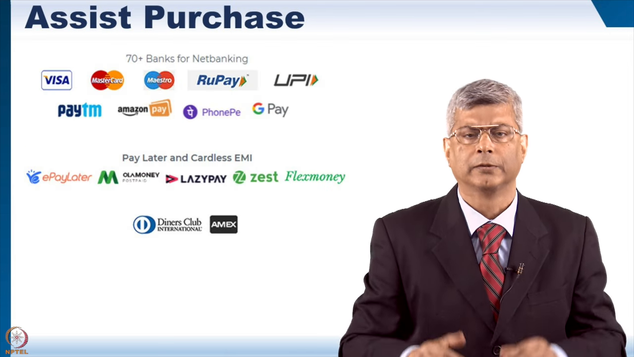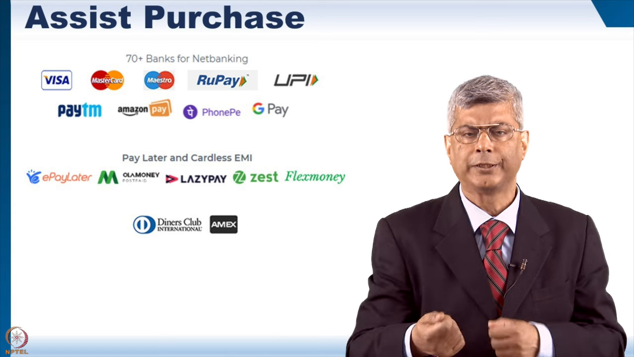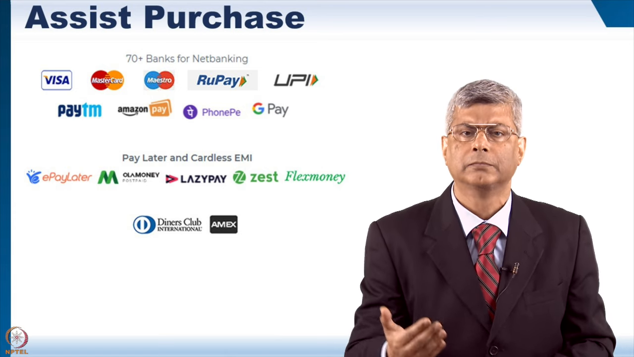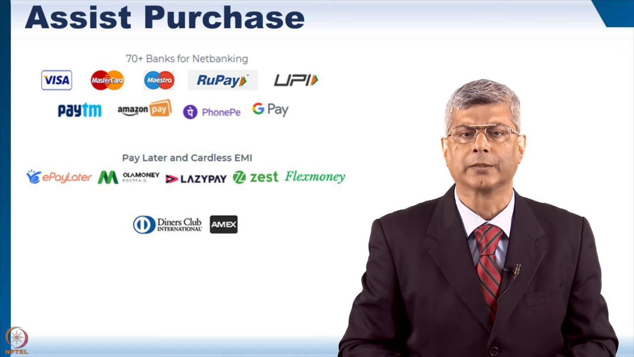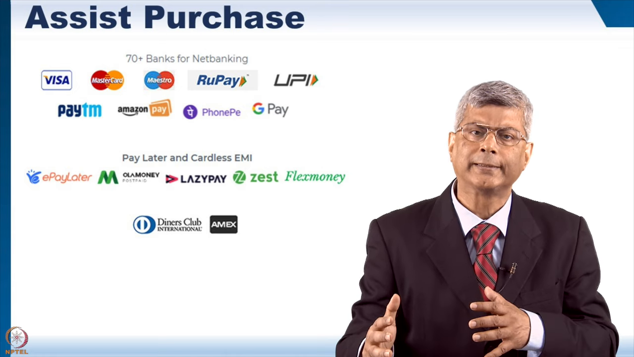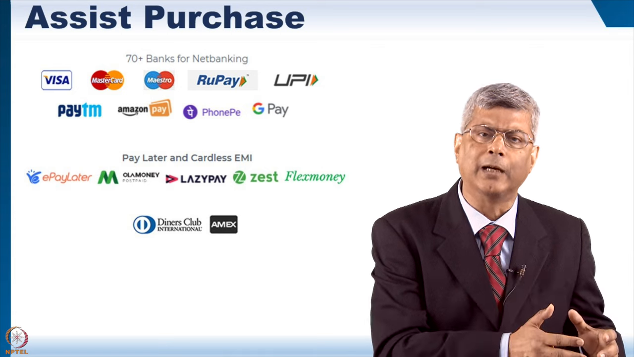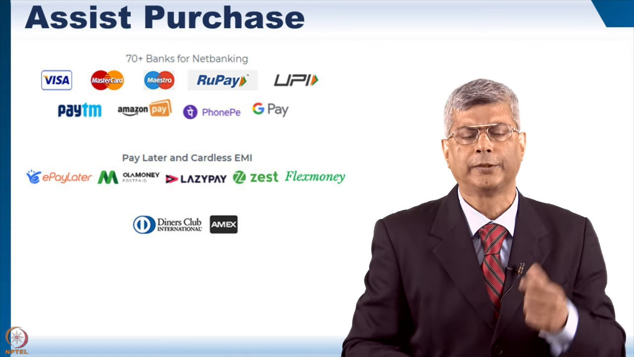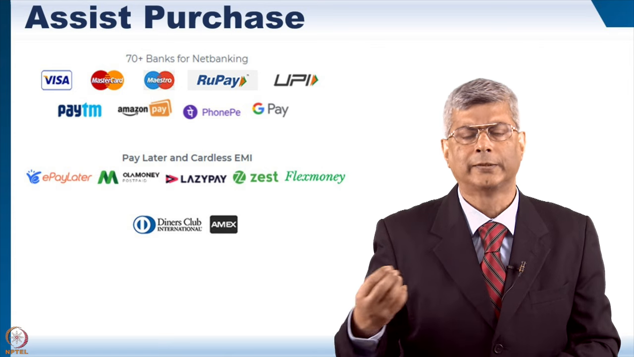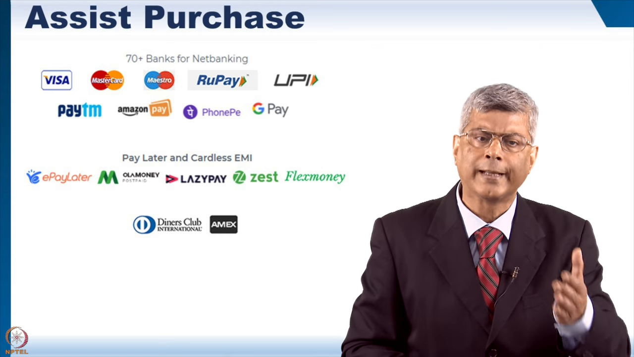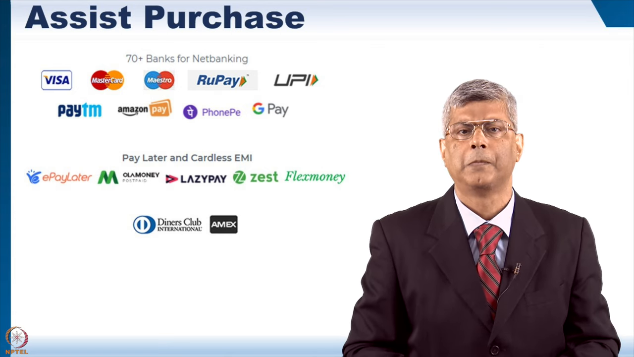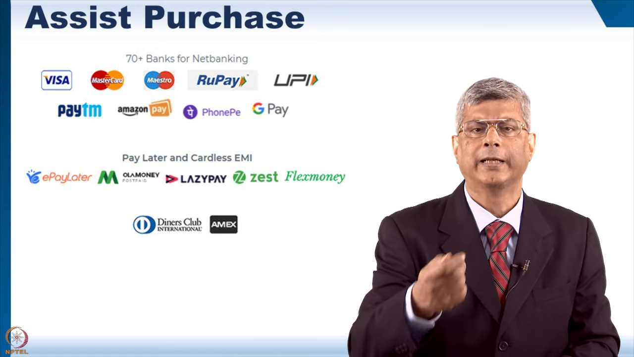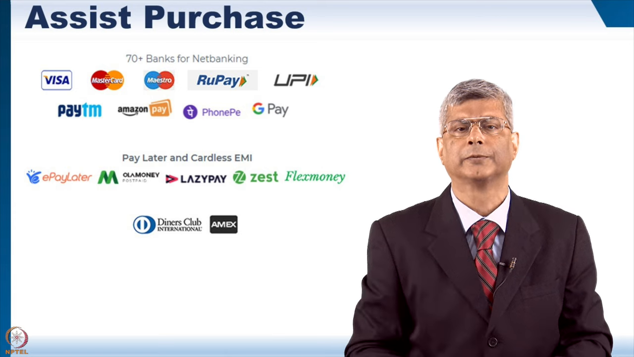Then there is also payment. Now, if you're paying cash, it's easy. But mostly today, many of us do not use cash. So you then have to assist the purchase in terms of paying up for the product. So is it UPI? Is it credit card? Is it RuPay? Is it GPay? Is it Amazon? Is it contactless? That's also purchase assistance, where now we have assisted in placing the order and making the payment.